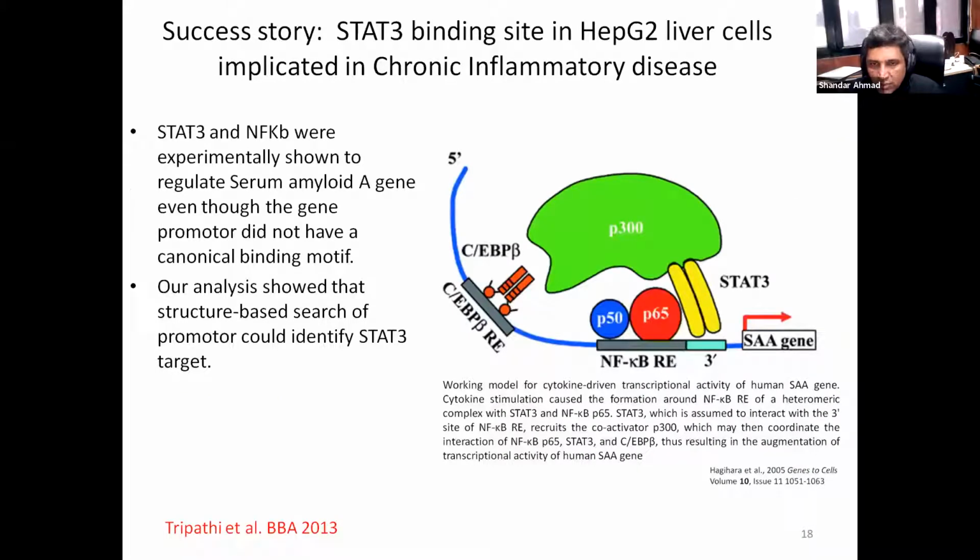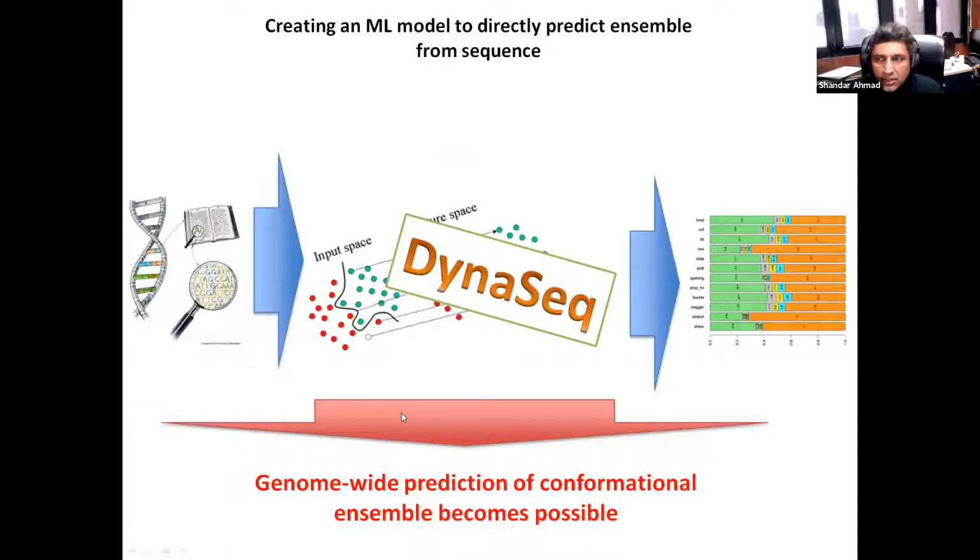Using this method, Readout, we were able to discover a new non-canonical binding site of STAT3, and this was experimentally confirmed at Osaka University Medical Hospital, in the neighborhood where I used to work. They performed the experiment based on our hypothesis, and they were able to identify and characterize this STAT3 binding site in the SAA gene. This work was published a few years ago in BBA. And this is the whole method. Then we moved on to the next step.